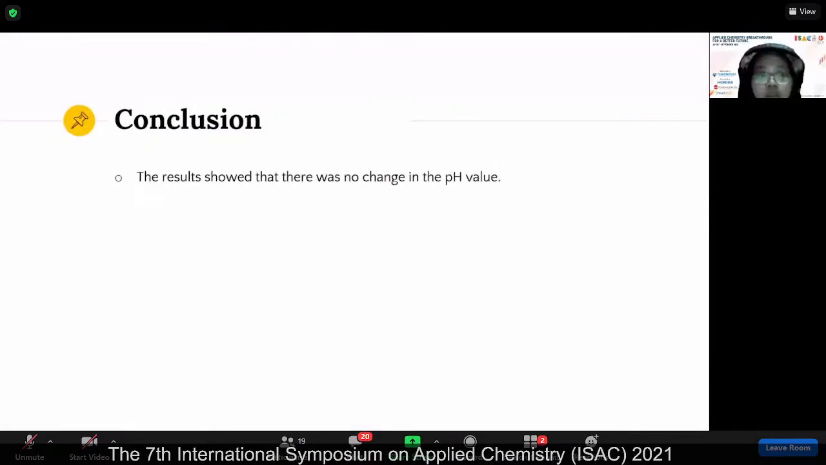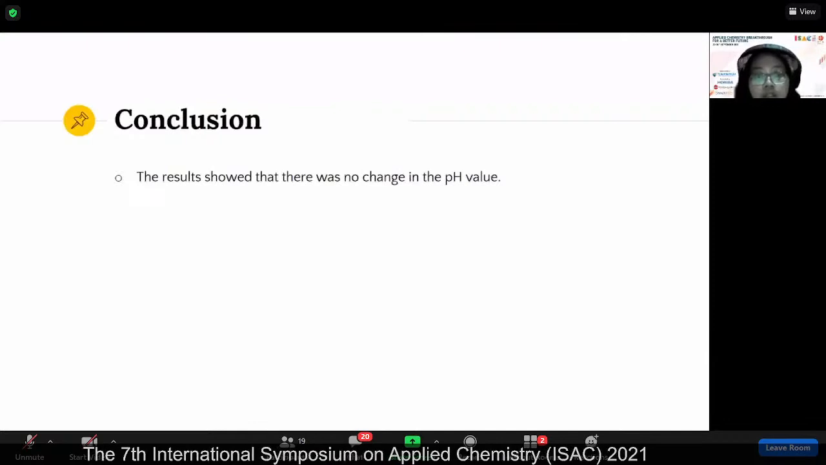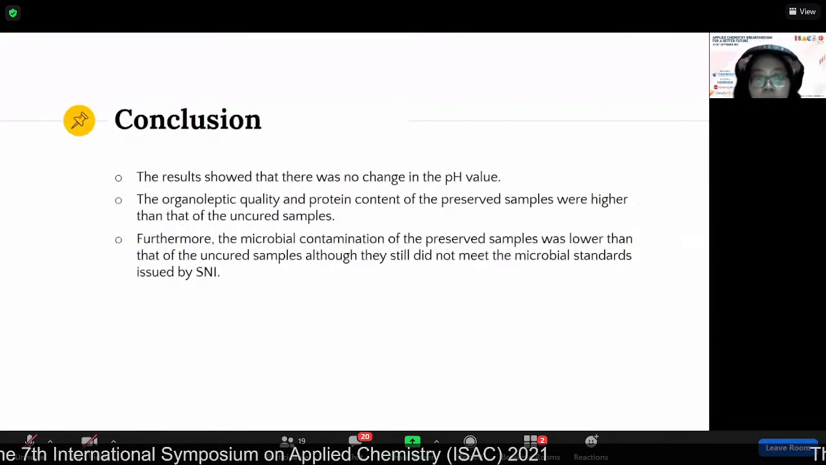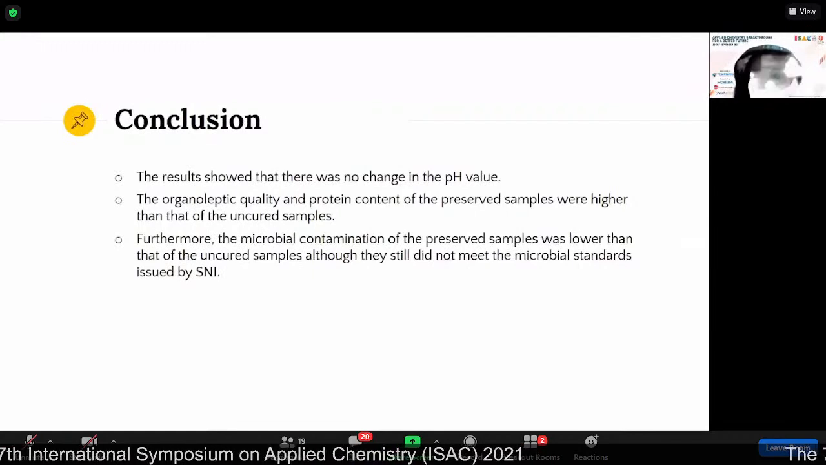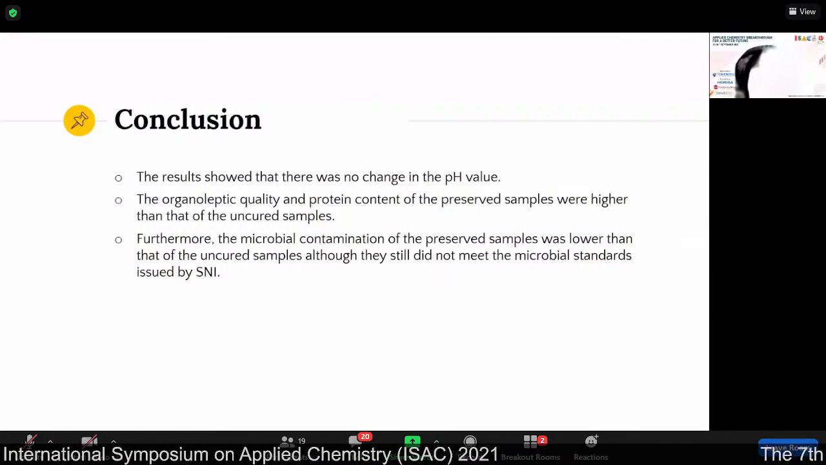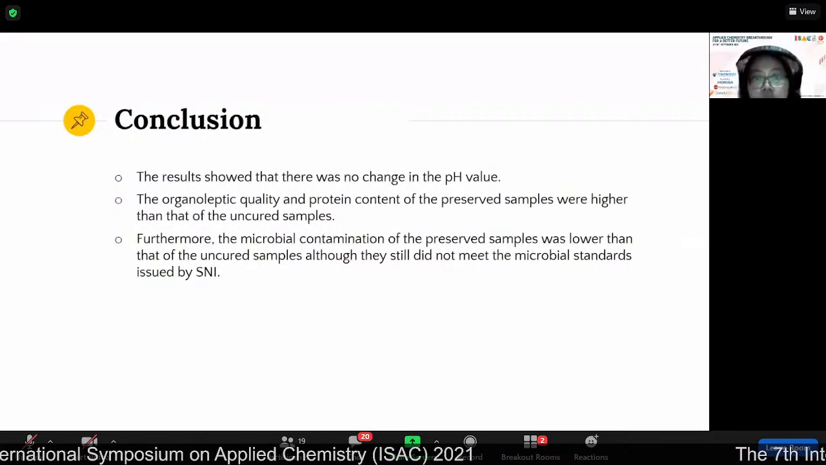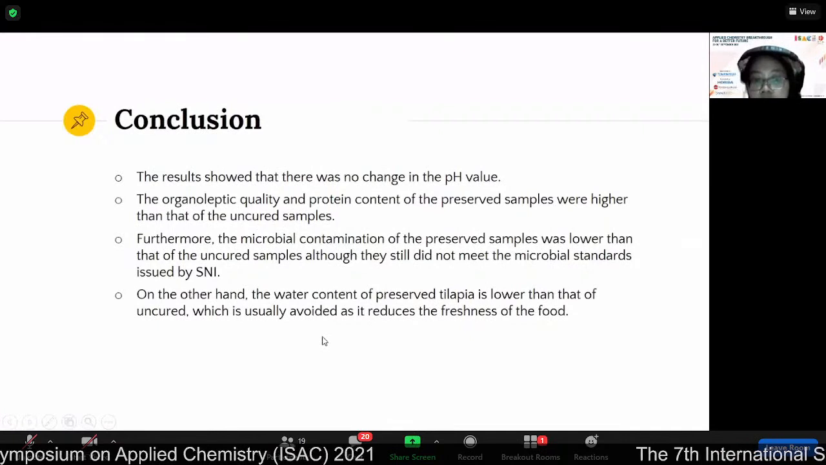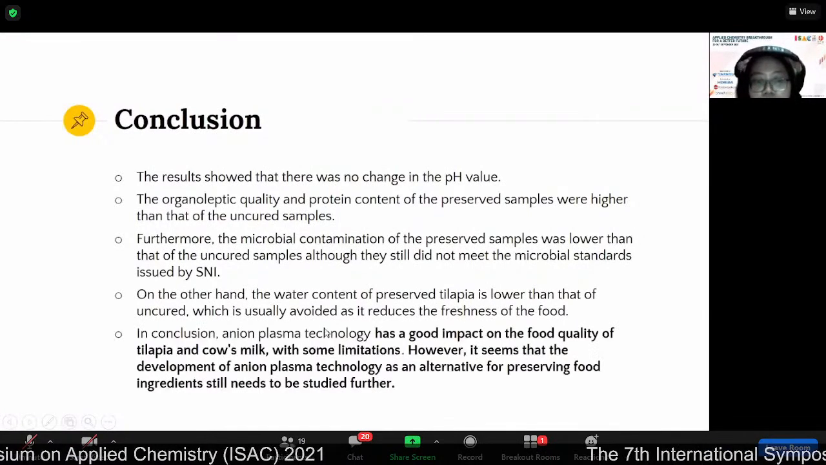Based on the previous discussion, the results showed that there is no change in pH value. The organoleptic quality and protein content of the preserved sample were higher than that of the unkept sample. Furthermore, the microbial contamination of the preserved sample was lower than that of the unkept sample, although they still did not meet the microbial standard. On the other hand, the water content of preserved tilapia is lower than that of the unkept. It is usually avoided as it reduces the freshness of the food.